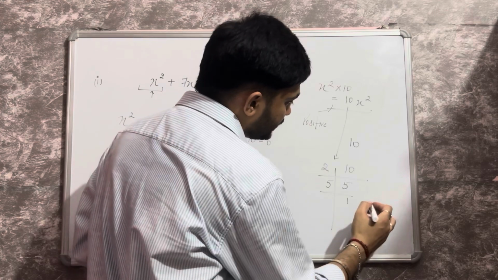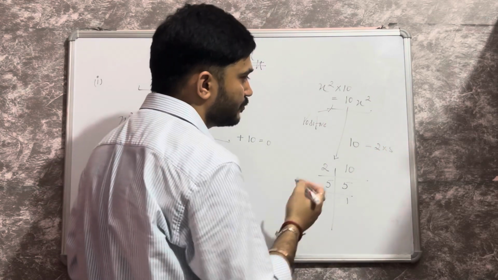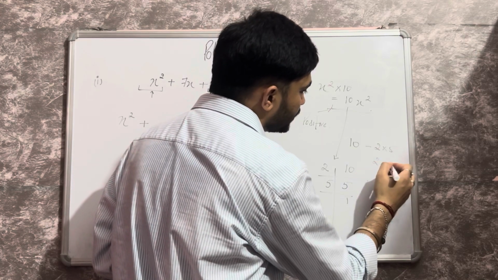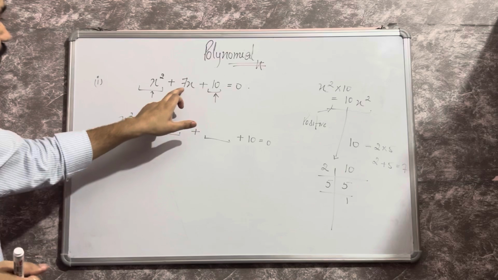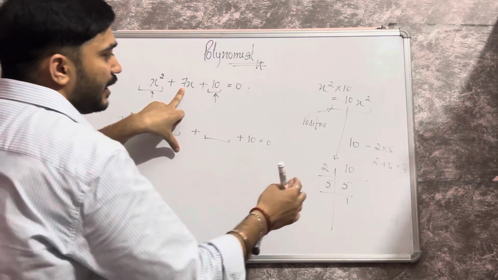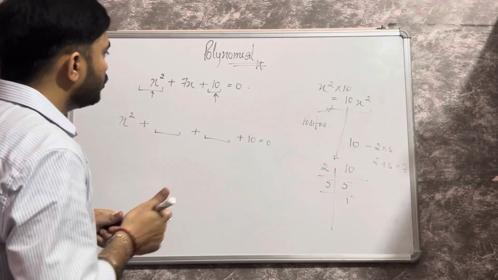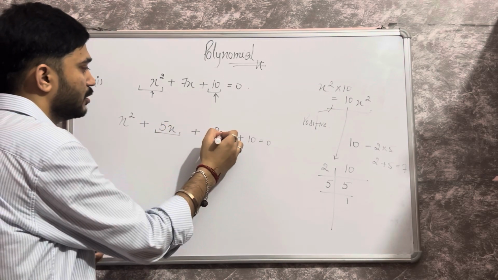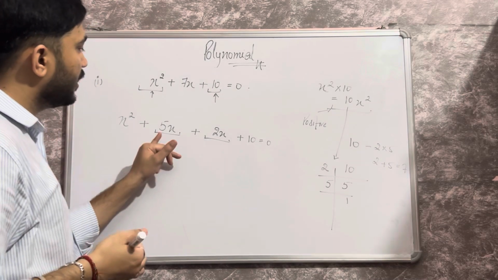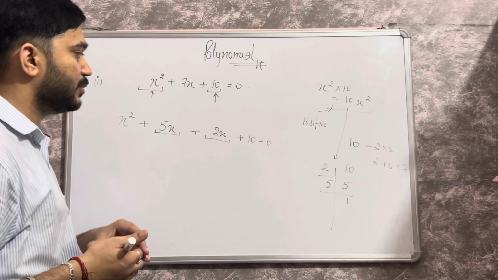So 10 is 2 into 5. Yes. What if we add 2 plus 5? We will get 7. So look here, we have plus 7 here, and adding two numbers will give us 7. So what we are going to do? Write it as 5x plus 2x. You are always going to write the big number first and then the smaller number at second place.